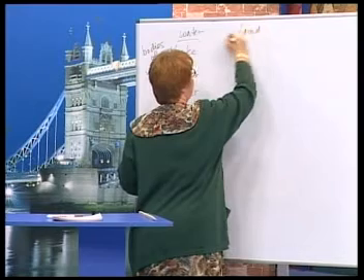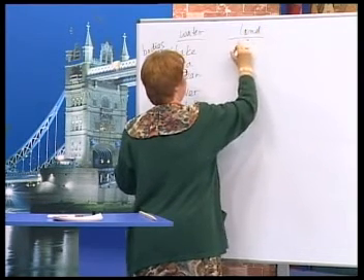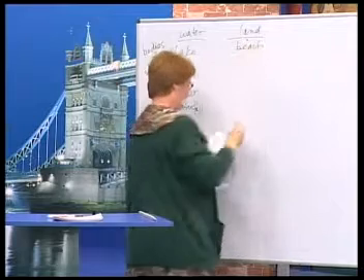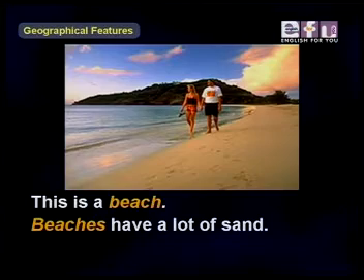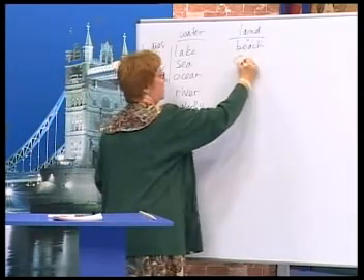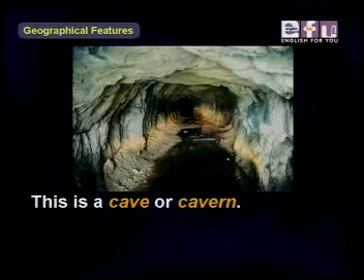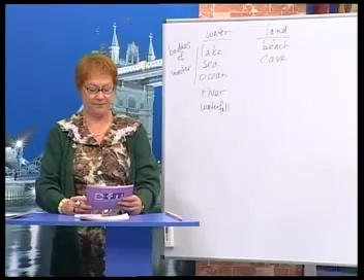Now, we can also talk about other features on the land. So these are land features. The very first one is beach. Okay? Now you see this is a beach. Beaches have lots of sand. The next one is a cave. This is a cave or cavern. Caves are like rooms under the ground or in a hill or mountain.